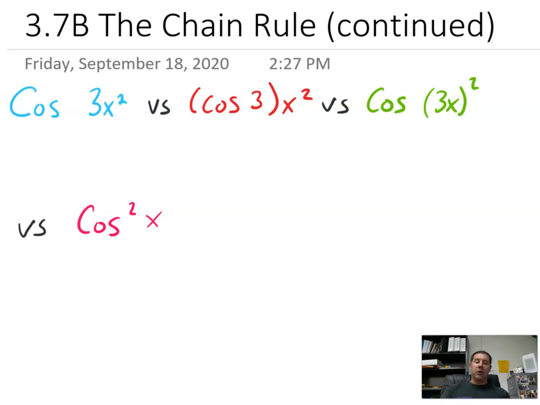So if I'm looking at the blue one here first, cosine of 3x squared, this has no parentheses, but it's implied that the 3x squared is in the argument of cosine. I really could put parentheses there, but a lot of times you won't see that.